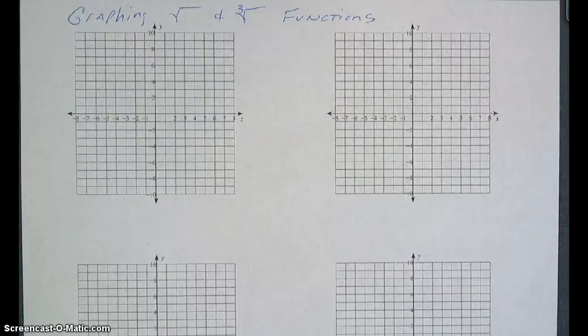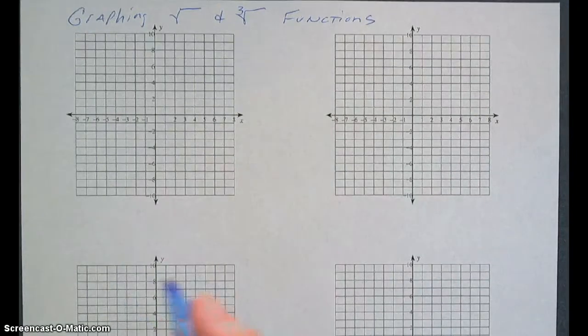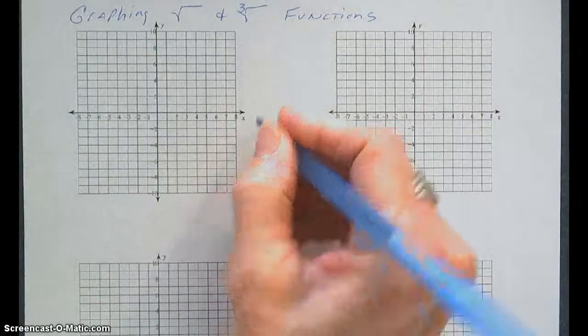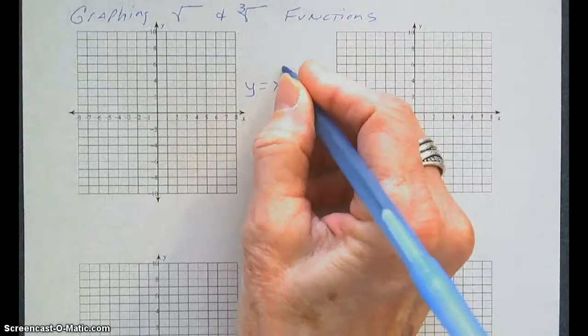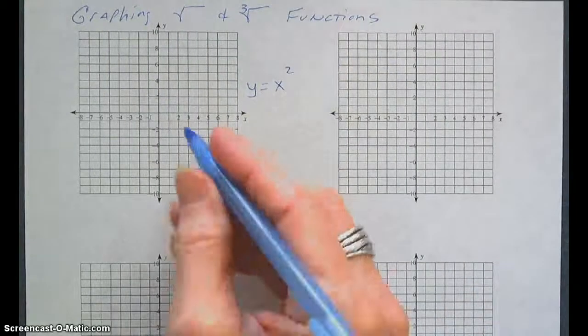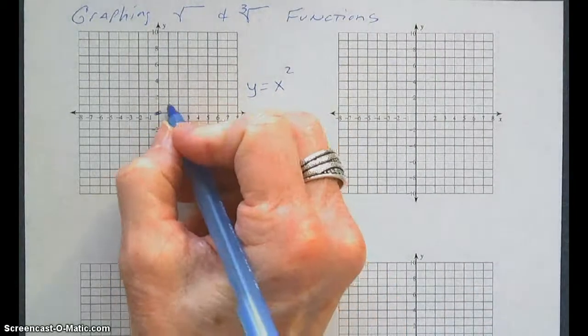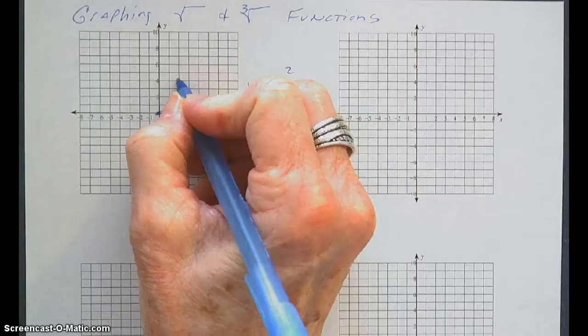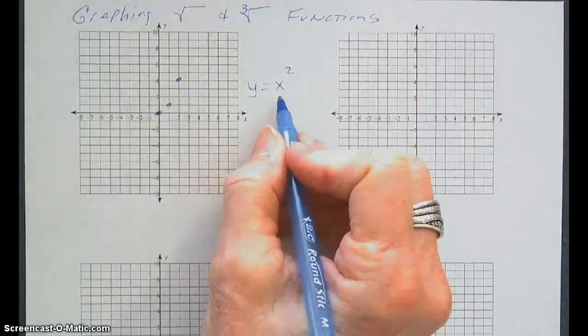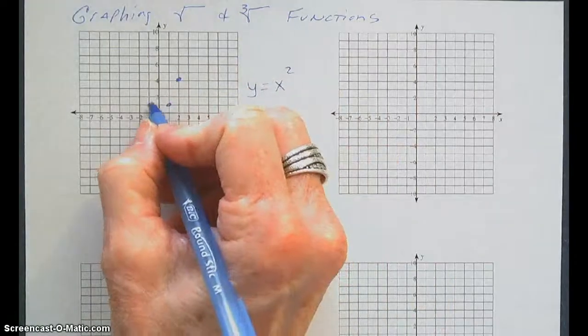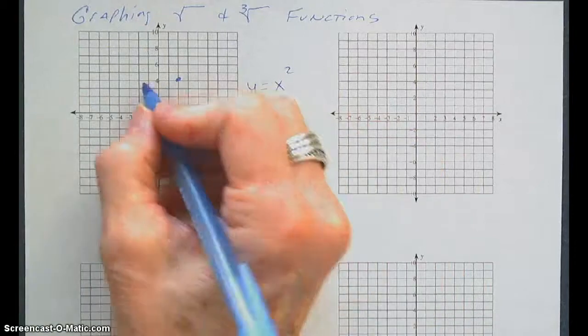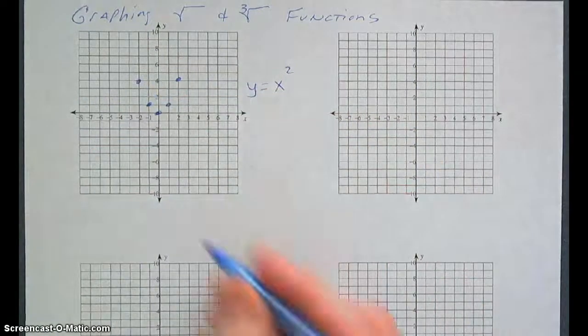Today we're going to look at graphing the square root and the cube root. So let's look at the function y equals x squared. And we have a 0, 0, a 1, 1, a 2, 4. If I stick in a negative 1, I get a positive 1. If I stick in a negative 2, I get a positive 4.